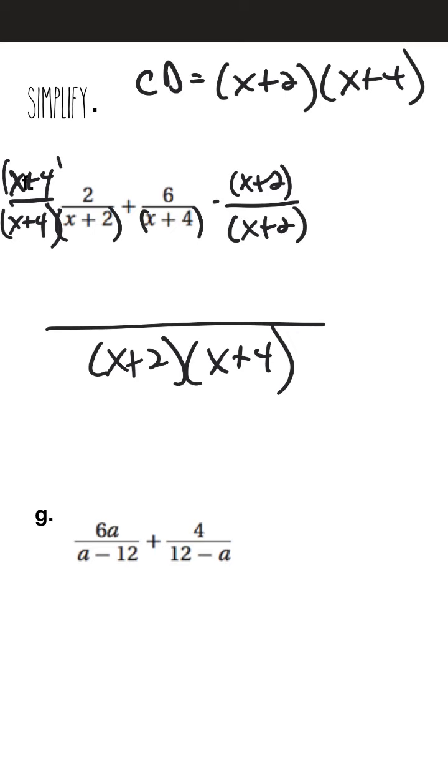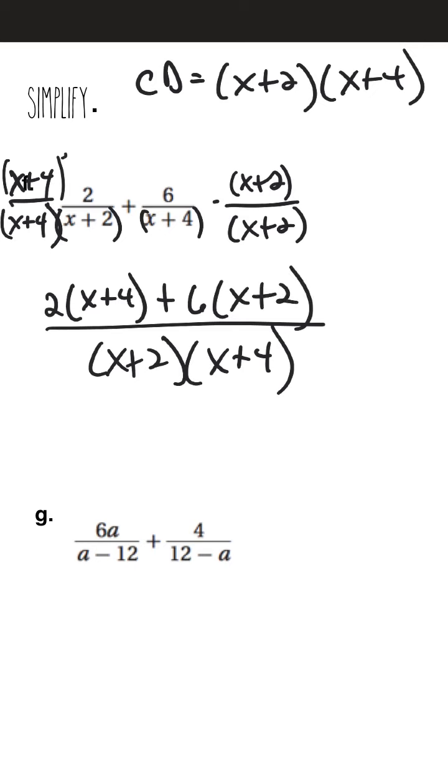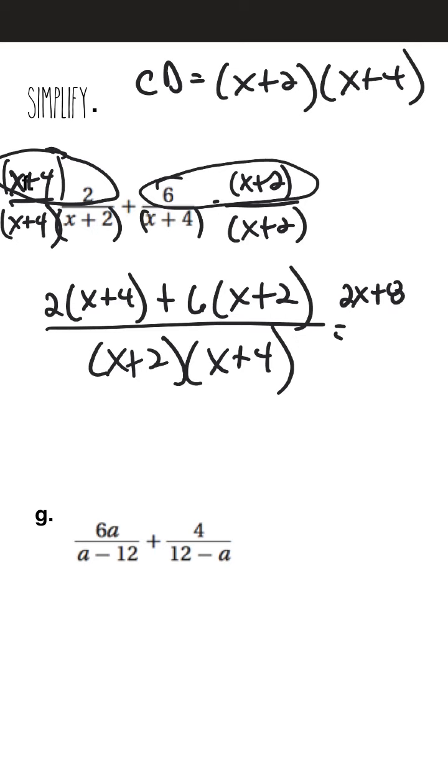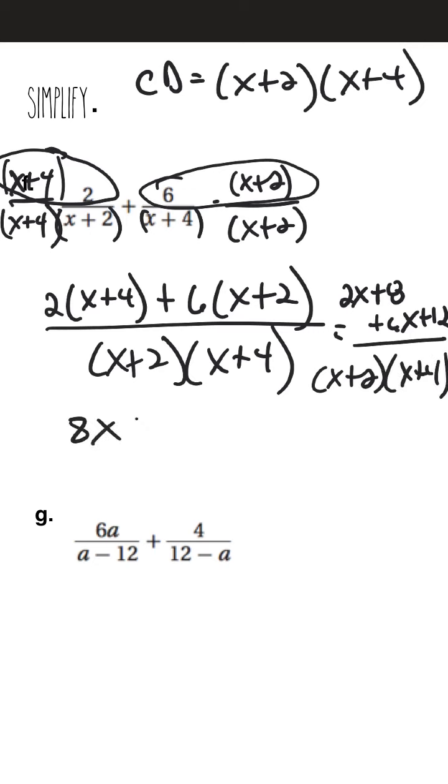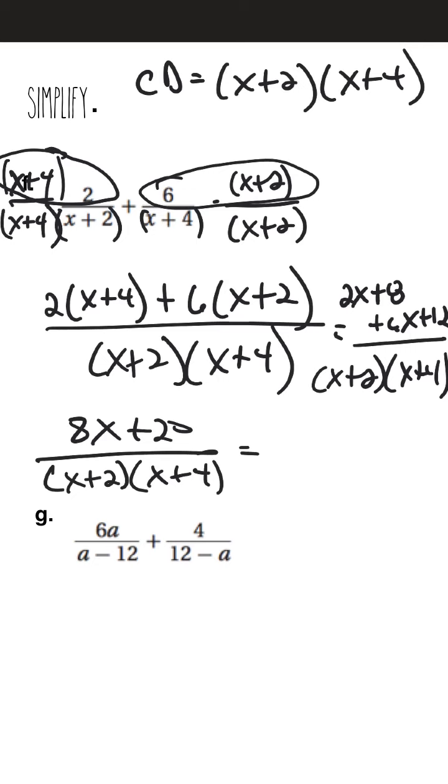The top is 2 times x plus 4 plus 6 times x plus 2. That is from here and from here. I'm going to simplify the top. 2x plus 8 plus 6x plus 12 over our x plus 2, x plus 4. Combine like terms, I have 8x plus 20. And then I can factor the top by pulling out a 4.